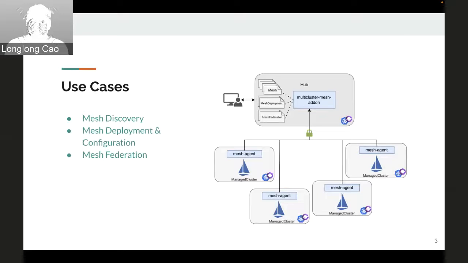And mesh deploy or mesh configuration is straightforward. It means that we can deploy service mesh from the OCM hub cluster, and maybe also update or configure more details about this mesh. The third is about mesh federation. It means that if we have two meshes in two managed clusters, and we want to federate the meshes, we want to make the services in different clusters able to access each other. How can we do that? This is mesh federation.